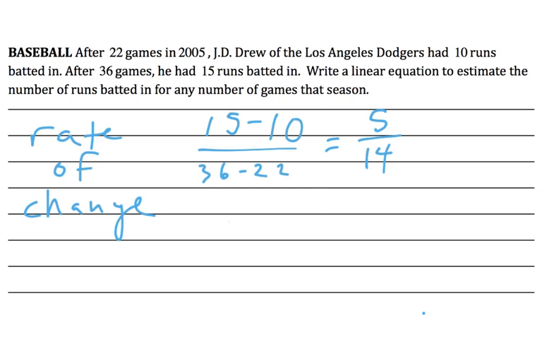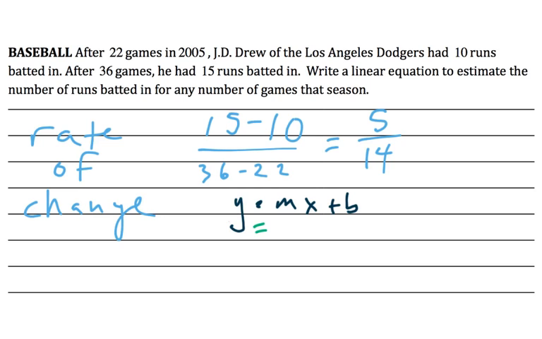And the only thing that's missing here is what the y-intercept would be, since we're approximating here. So we know that here's what we're targeting: y equals mx plus b. Well, we do know the slope, but we wish we had the y-intercept. And this means that we can either treat 22 games and 10 runs as the other point, or 36 games and 15 runs as the other point. So no reason, I'm going to choose 36 games and 15 runs.